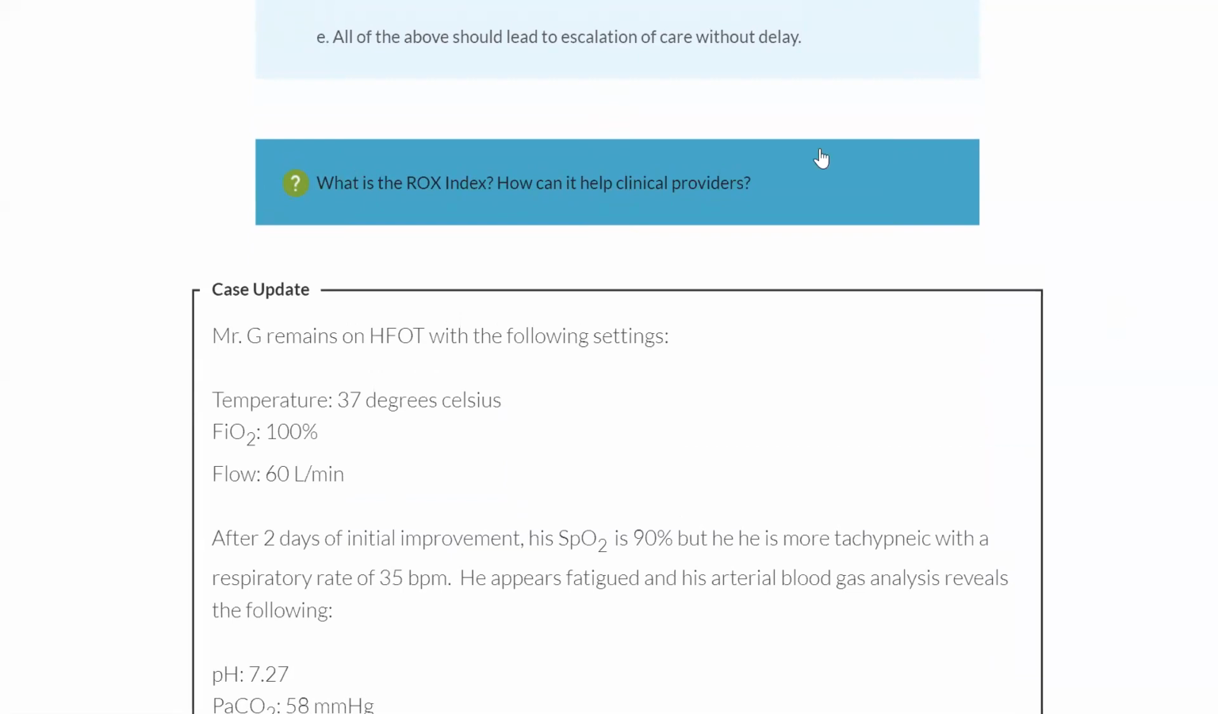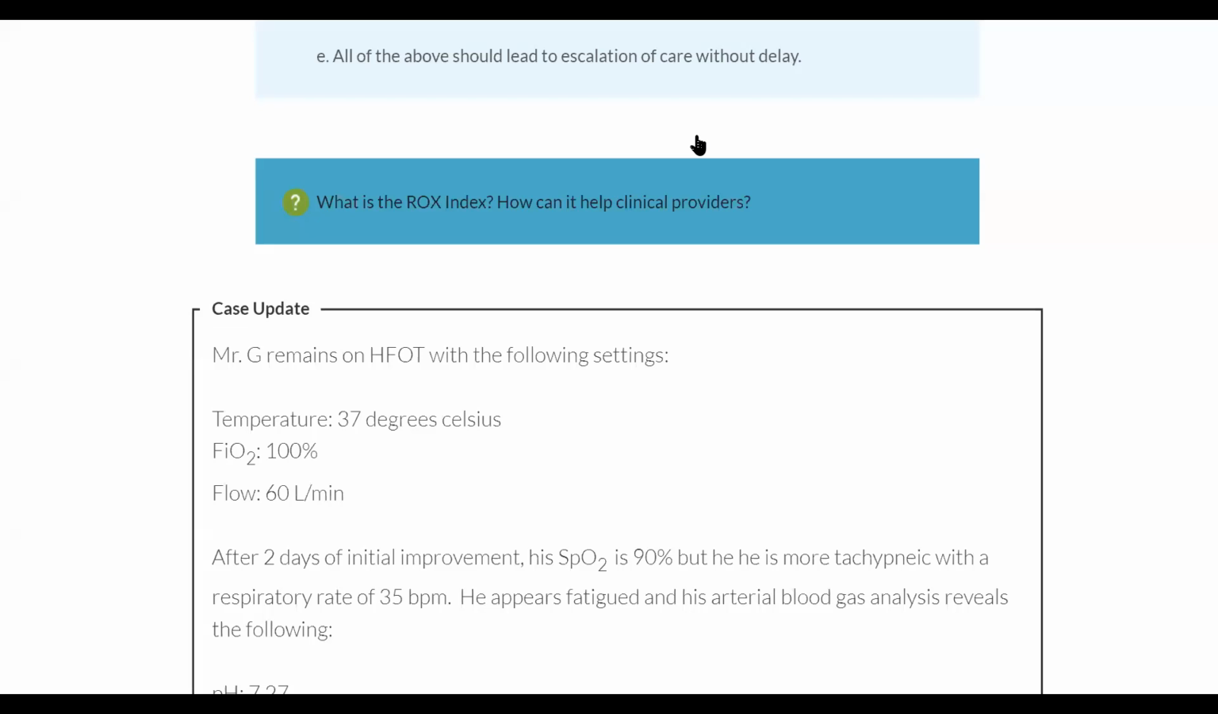So we're going now to discuss the ROX index. How can this help clinical providers? Before we click on that, we may calculate the ROX index for our patient. FiO2 is 100%. Flow is 6 liters. And the respiratory rate is 35. So we'll decide if the patient has high risk of failure or not. You can click on the link and then we try to calculate that.